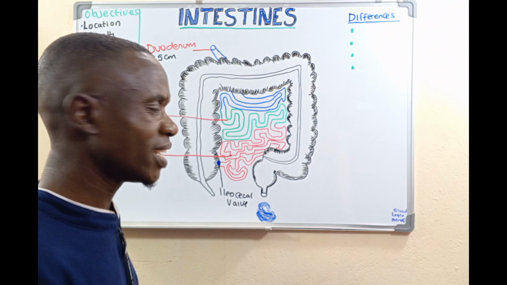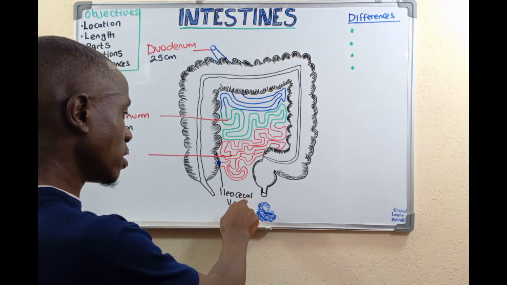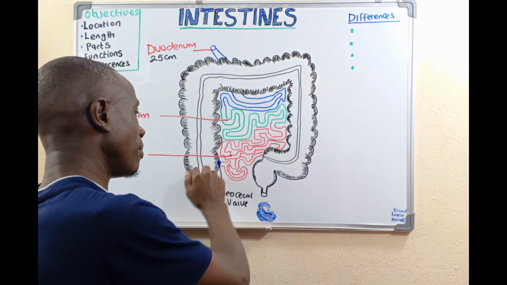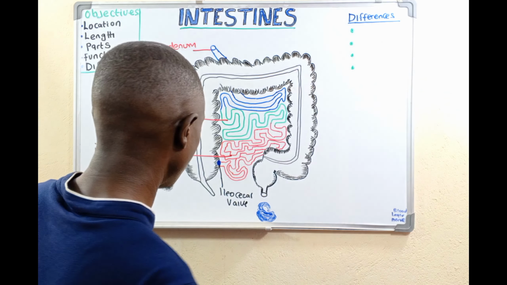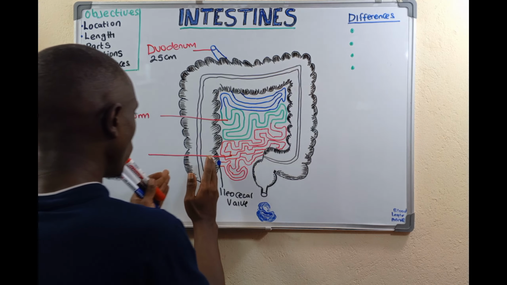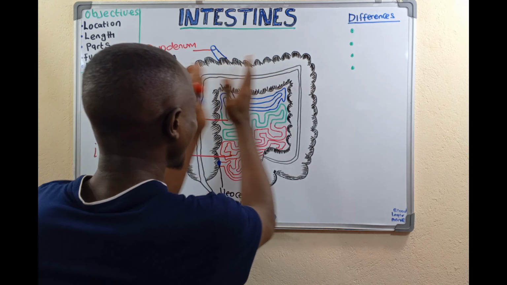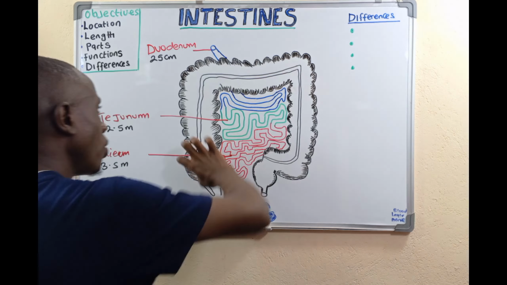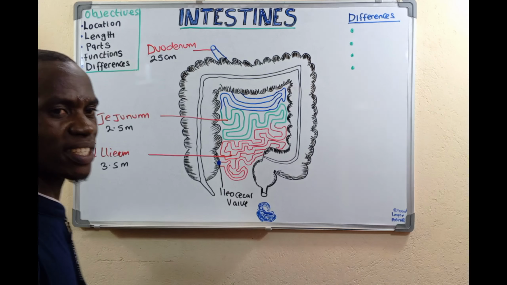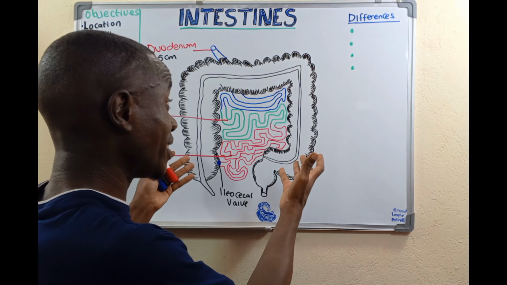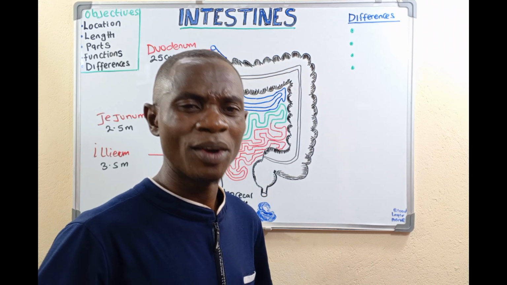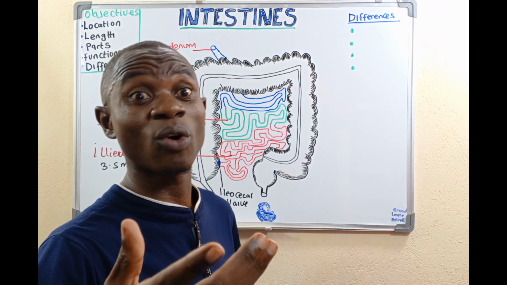Another beautiful thing about this valve is that it is located between the ileum and the cecum. Now, when we come to this large intestine, the whole of this is what we call the large intestine. Because it is large in diameter, it is simply called the large intestine. You can also simply call it the colon.